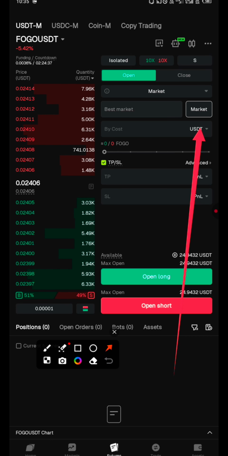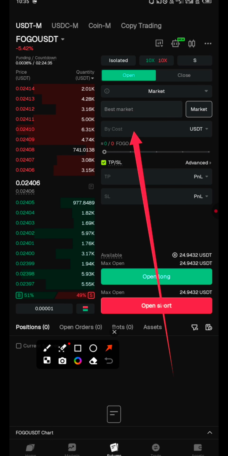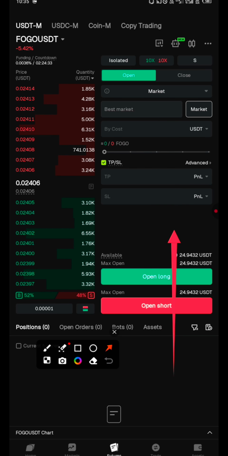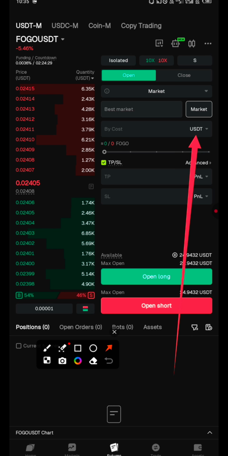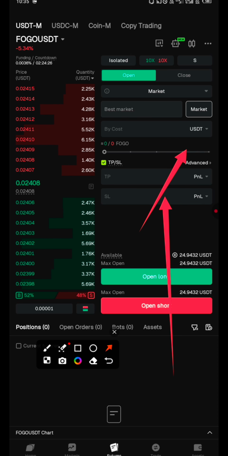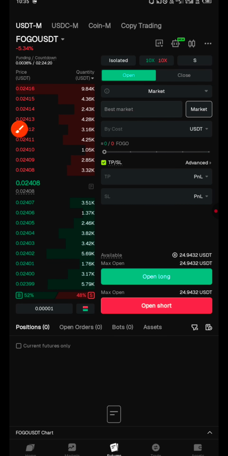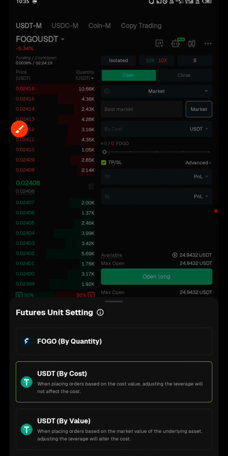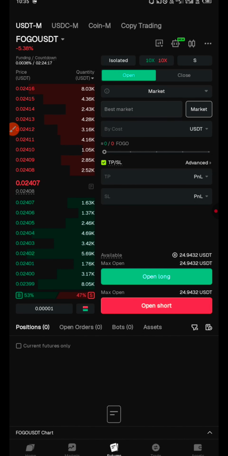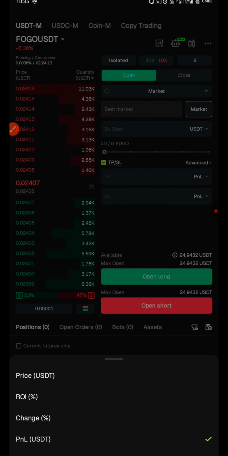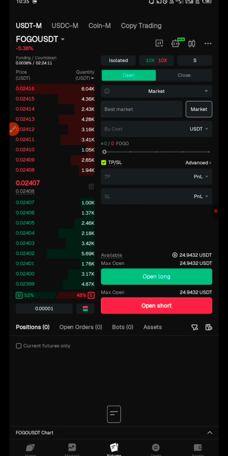Now this place is showing USDT, you see by cost. Here is showing by cost. Now my TP and SL is showing PNL. Yours might not show like this by default. So you click on this tiny icon or on that USDT, just click on that place and change yours. Leave it by USDT by cost, I will explain why. Then on this PNL, click on whatever yours is, change it to PNL.